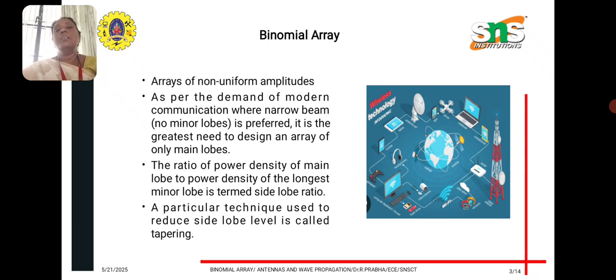This binomial array is the array of non-uniform amplitude. As per the demand of modern wireless communication, where a narrow beam with no minor lobe is preferred, there is a great need to design an array of only main lobes. The ratio of power density of the main lobe to power density of the longest minor lobe is termed as side lobe ratio. A particular technique which is used to reduce the side lobe level is called tapering.